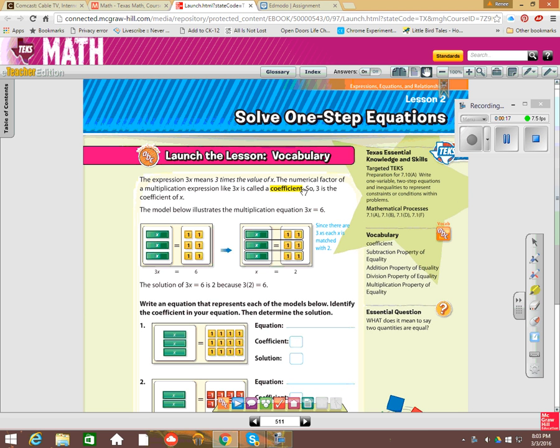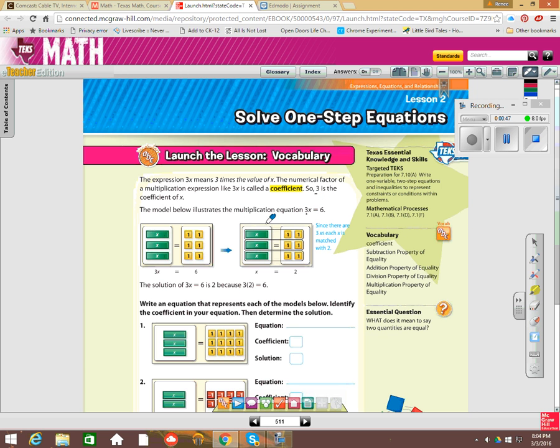So in the lesson today, we have a vocabulary word. It's called coefficient. The expression 3x means 3 times the value of x. The numerical factor of the multiplication expression like 3x is called a coefficient. So 3 is the coefficient of x. So remember, 3 is the number. It's the coefficient of x.